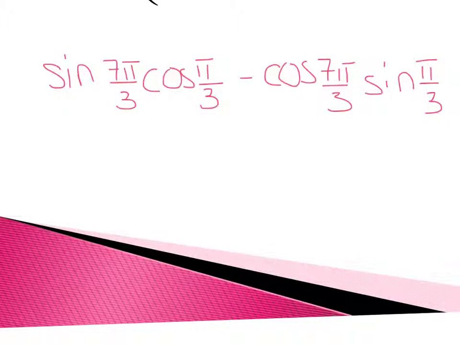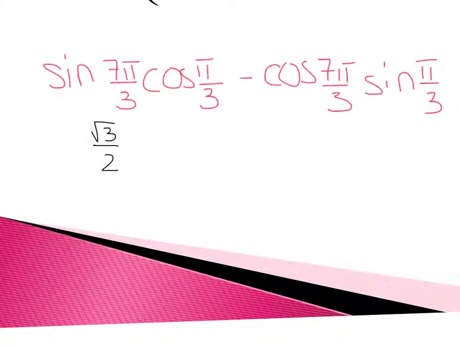At 7 pi over 3, well, I know that has to be over 2 pi. Why? Because 6 pi over 3 would be 2 pi, right? 6 divided by 3 is 2. So I went over pi over 3. So really 7 pi over 3 is at pi over 3, just one rotation around the unit circle in addition to pi over 3. So when I'm evaluating sine at 7 pi over 3, I'm really evaluating sine at pi over 3, and that's going to be root 3 over 2.